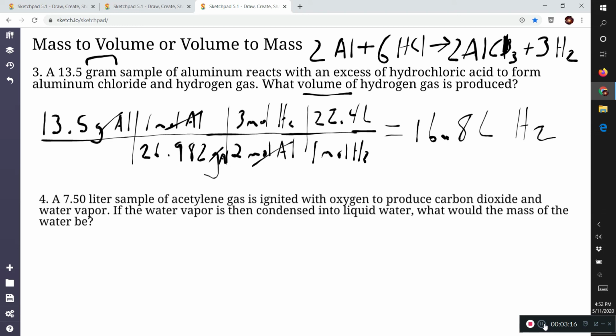So now that was going from a mass to a volume, right? We started with a mass, we ended up with a volume. We can go the other way. We can take a volume and go to a mass. So a 7.50 liter sample of acetylene. Now acetylene is C3H8. Sorry, C2H2. Is ignited with oxygen. So we have C2H2 being combined with some oxygen, which is O2, to form carbon dioxide and water, another classic hydrocarbon reaction.